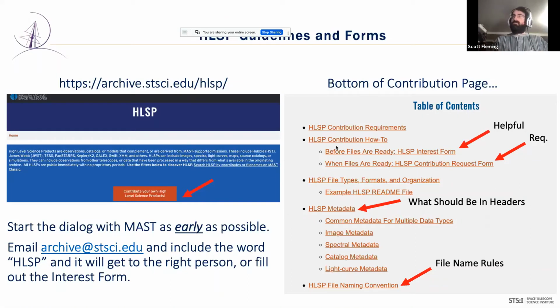The first one is an interest form, which is optional, but it basically is a way to formally tell us, and more specifically me, that, hey, FYI, I have this set of data I'm interested in contributing, so we can make sure we try to get into our queue.